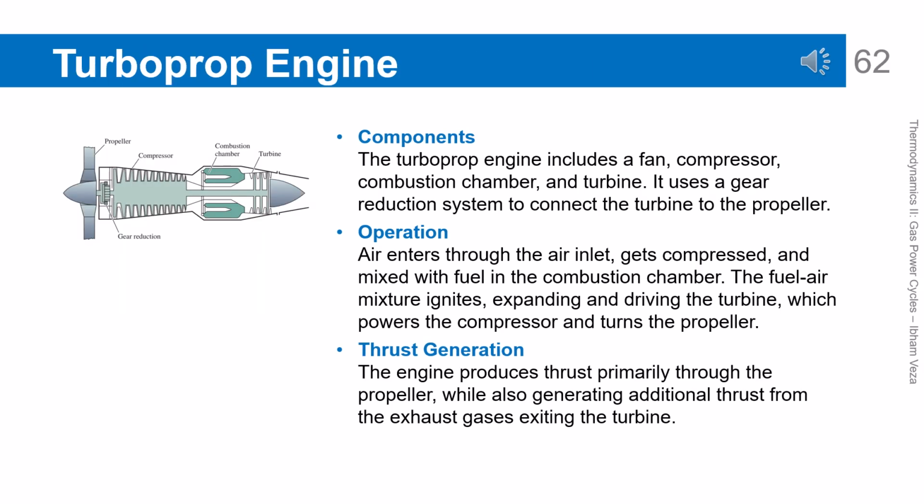Turboprop engine, components, operation, and thrust generation. A turboprop engine uses a gas turbine to drive a propeller through a reduction gearbox. Most of the power is used to rotate the propeller, not to produce a high-speed jet. The main thrust comes from accelerating air with the propeller. The exhaust gases still provide a small contribution to the total thrust. This configuration is very efficient for short and medium-range flights.